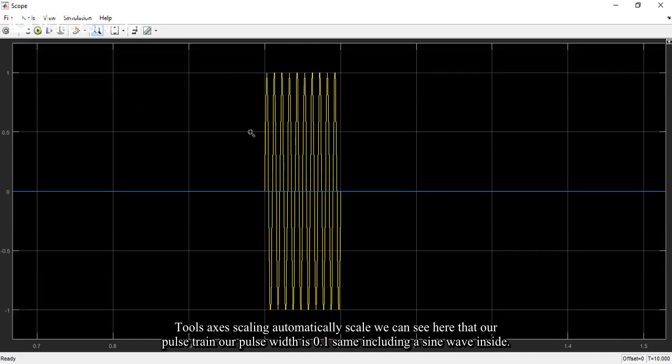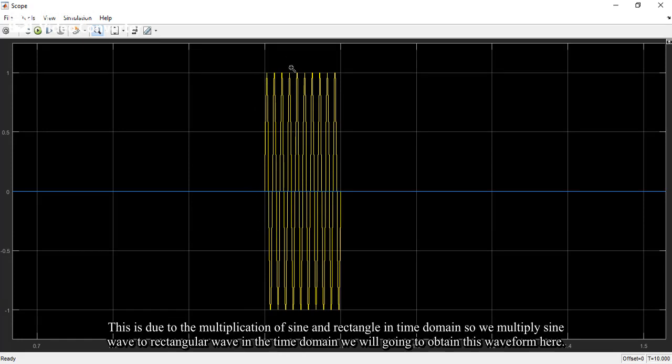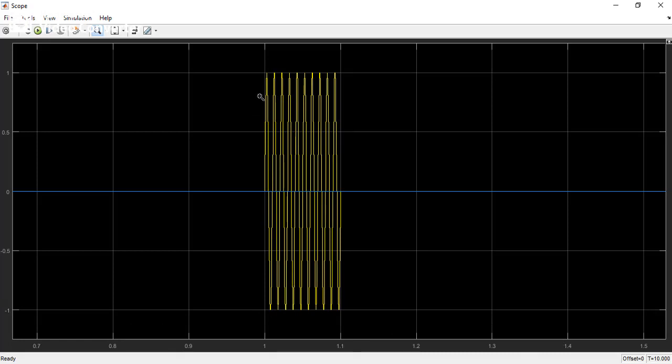We can see here that our pulse train, our pulse width is 0.1, same, including a sine wave inside it. This is due to the multiplication of sine and rectangle in the time domain. So when we multiply a sine wave to a rectangular wave in the time domain, we're going to obtain this waveform here.